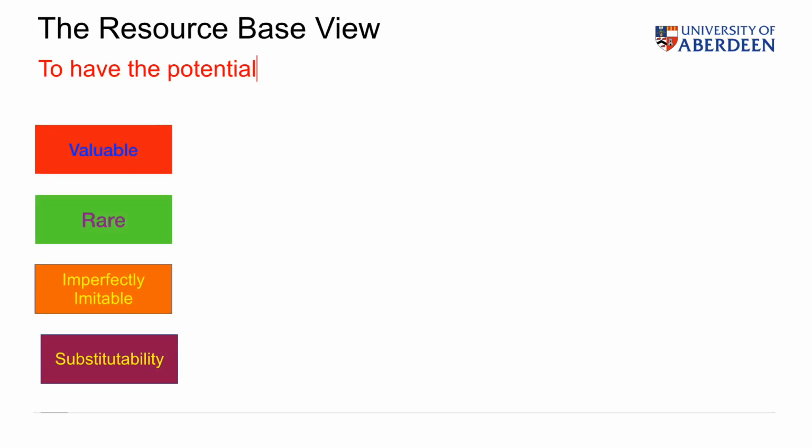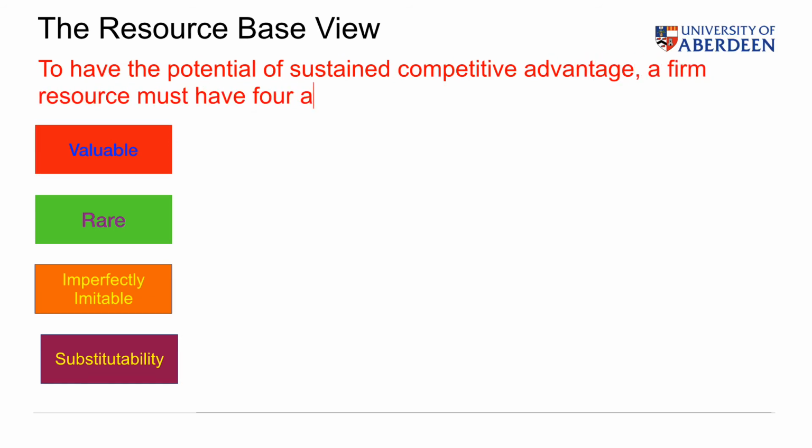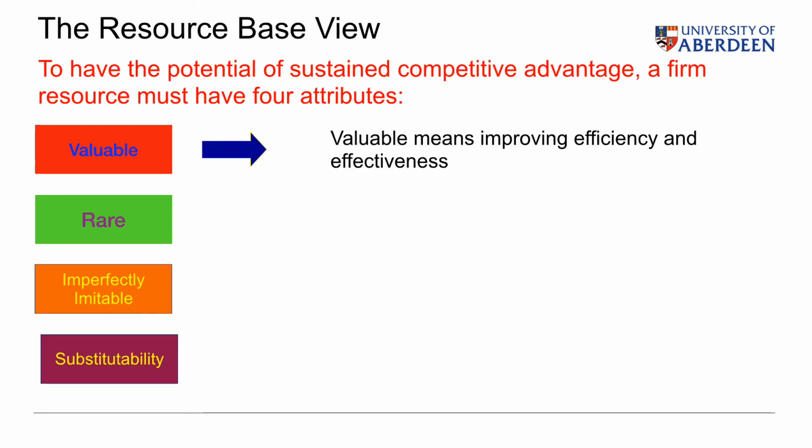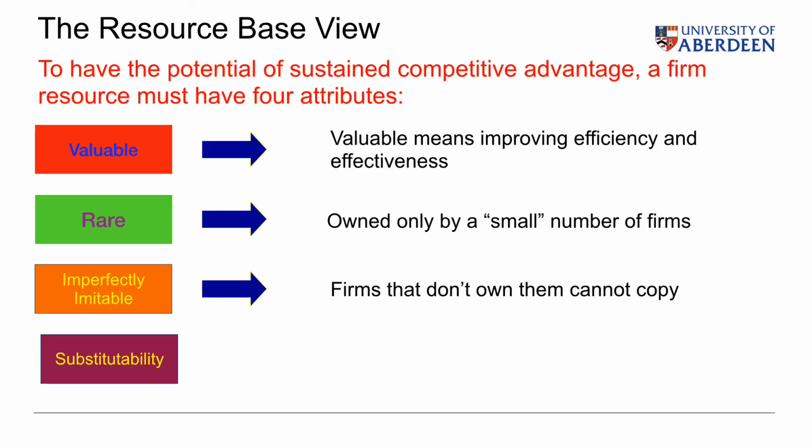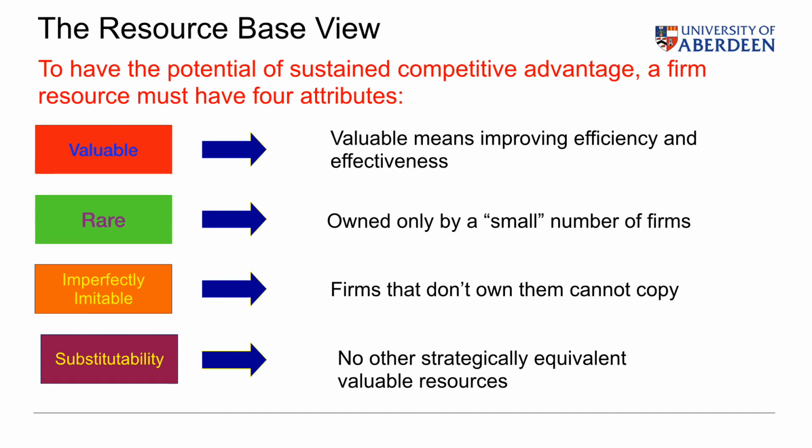Now, how do we know that resources have the potential of achieving sustained competitive advantage? Well, there's an easy way to do it, and it's called the resource-based view that was generated by Jay Barney in 1991. This simple theory basically says that in order for resources to have the potential of generating the competitive advantage, they have to have four characteristics, which are on the slide. They have to be valuable, they have to be rare, they have to be imperfectly imitable, and they cannot be substituted. I'll go one by one.